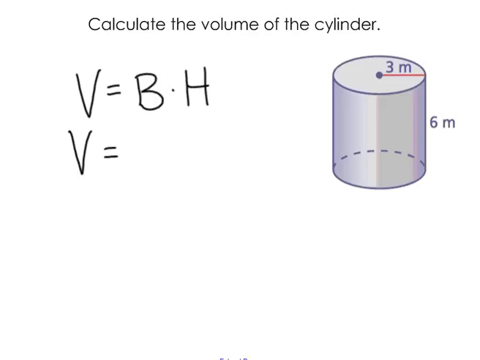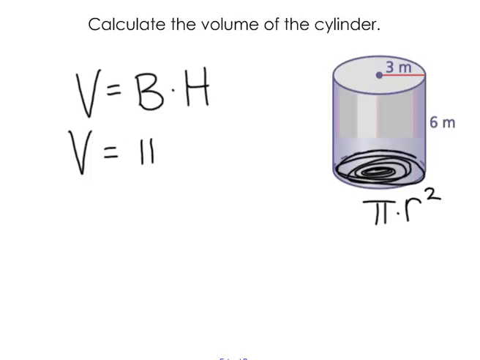And this time, area of our circle is going to be pi multiplied by radius squared. So we'll go ahead and plug that in for base. Pi times radius squared, which is 3. That will give area of the base times height, which is 6.